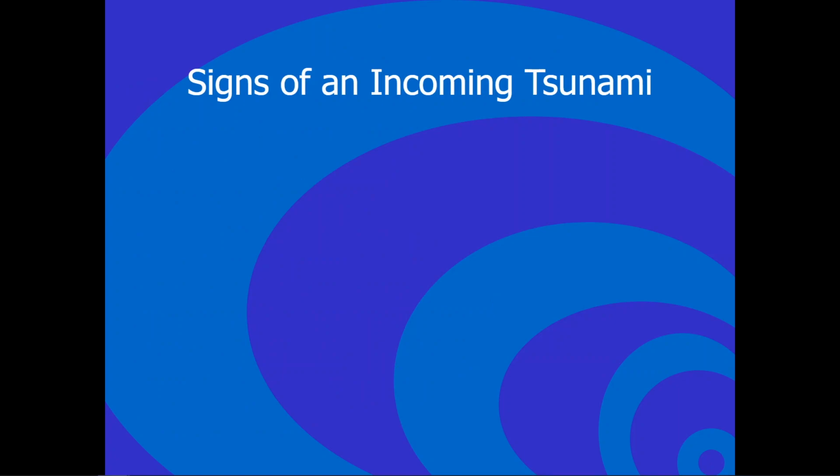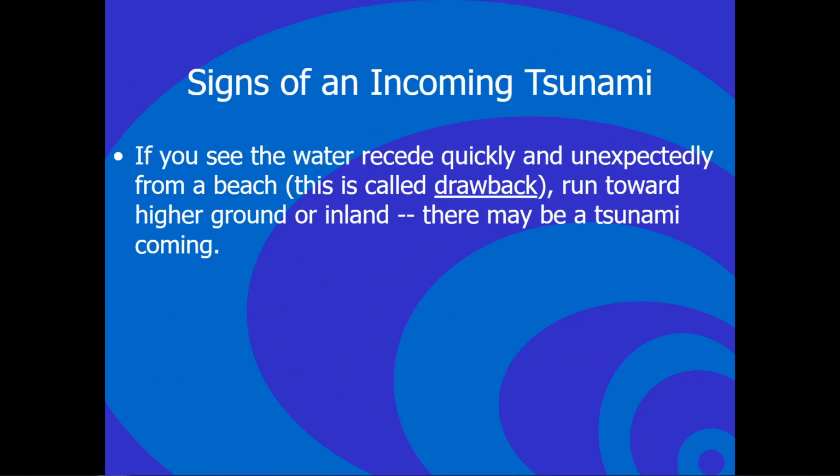All right, so signs of an incoming tsunami. The biggest and the most obvious thing is you're going to see the water recede quickly at a beach. So all of a sudden you're looking out at the ocean, and all of the water starts to go out further down the beach toward the ocean. This is known as drawback, and this is going to be like, hey, you need to run.